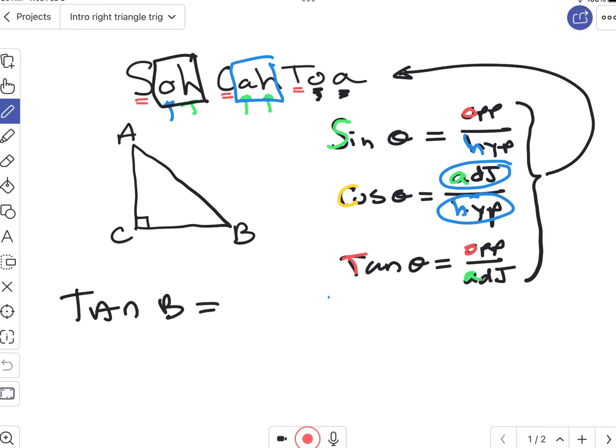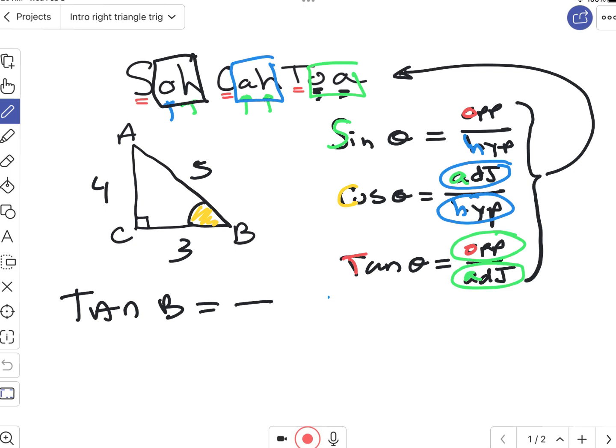Tangent B, we're looking at angle B again. And we said this is 3 feet, 4 feet, 5 feet. Remember, for tangent, it is the opposite side of the angle B and the adjacent side to angle B. So it's the opposite and adjacent.